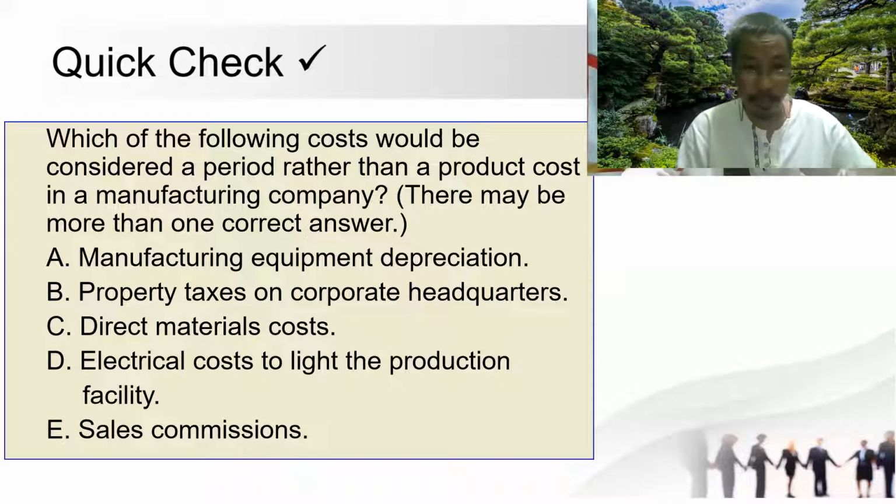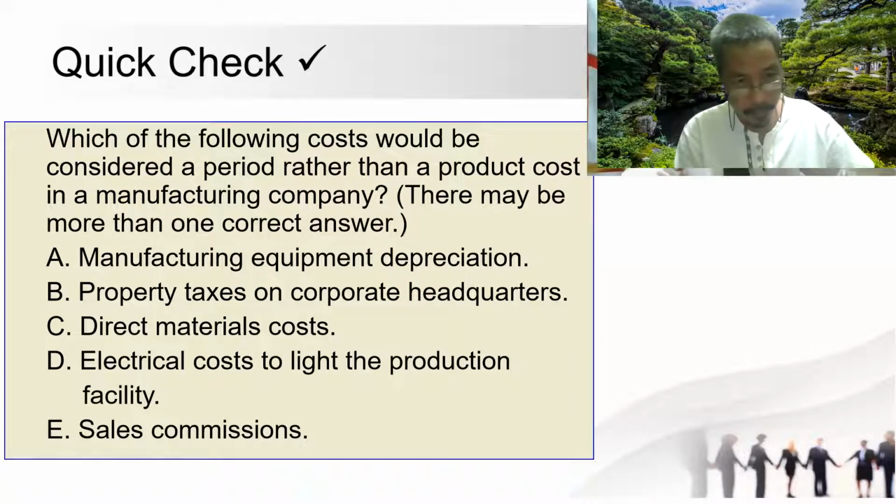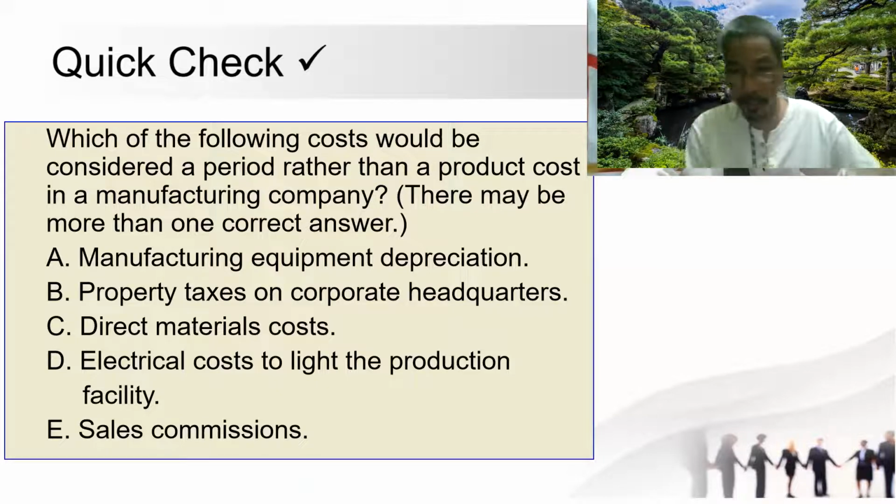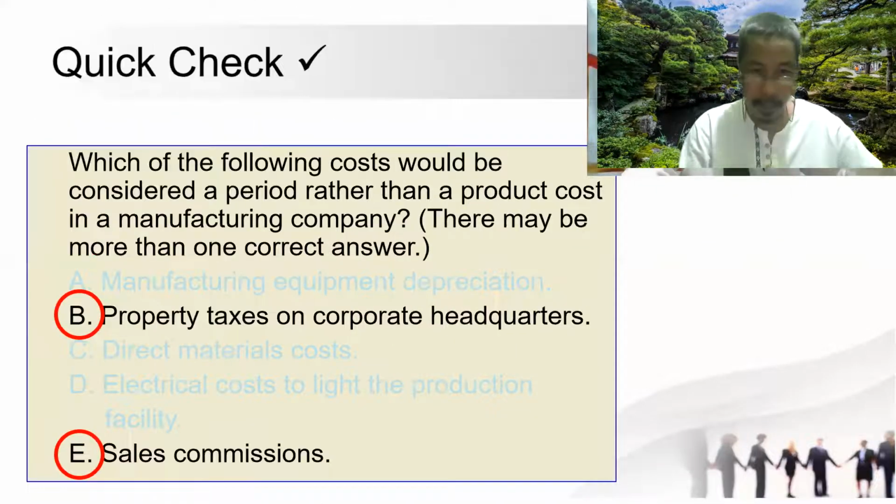Manufacturing equipment depreciation, because the equipment is making the product, this is product cost. So the answer may be B and E. They are not cost of the product. So B and E. Okay.